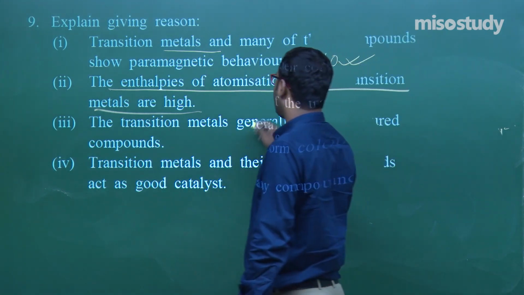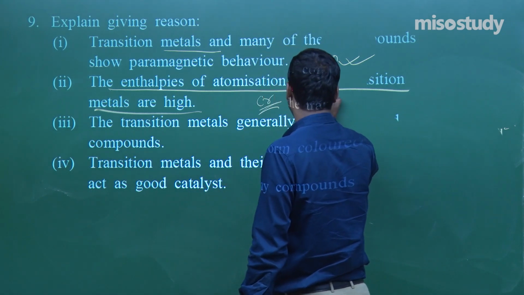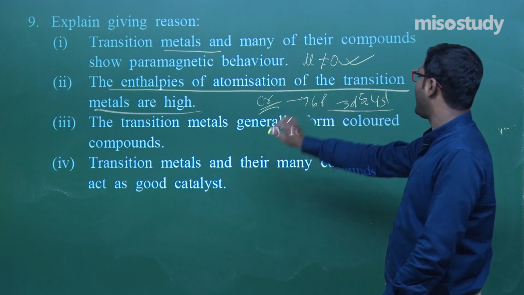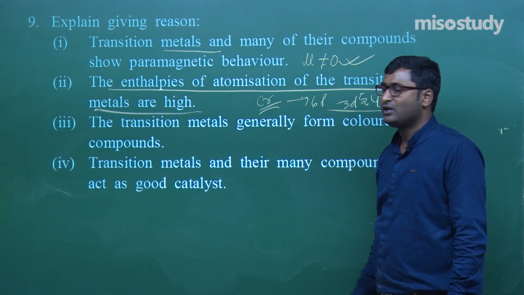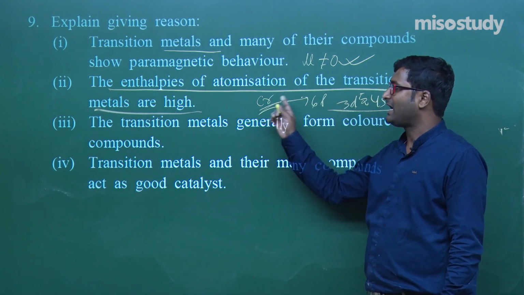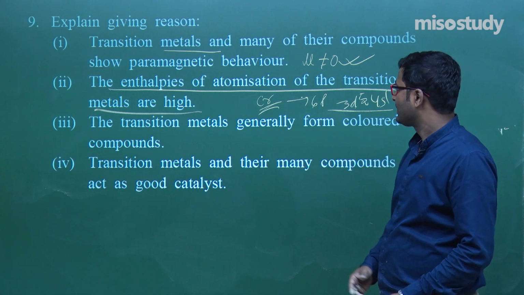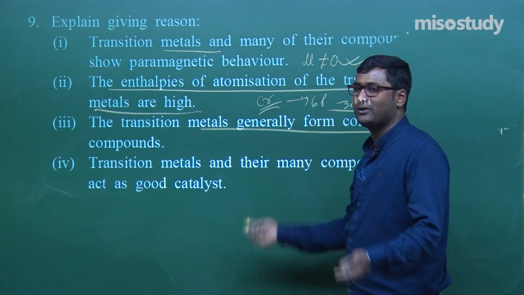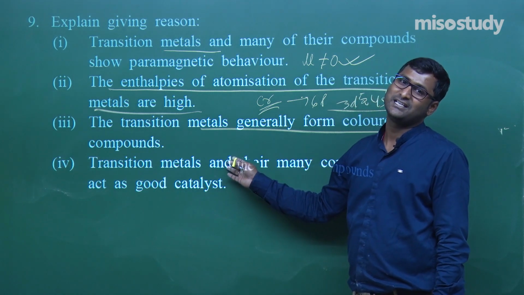For example, if I talk about chromium, chromium has 6 unpaired electrons because the electronic configuration is 3d5 4s1. So it is hard and it has high enthalpy of atomization. Now next one, transition metals generally form colored compounds. It is very simple, due to d-d transition.